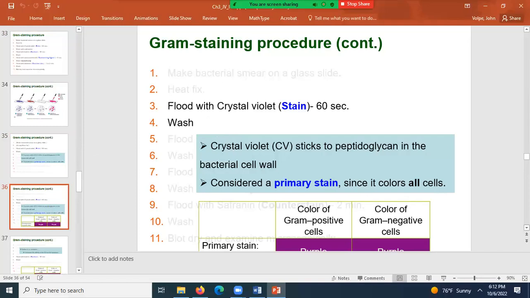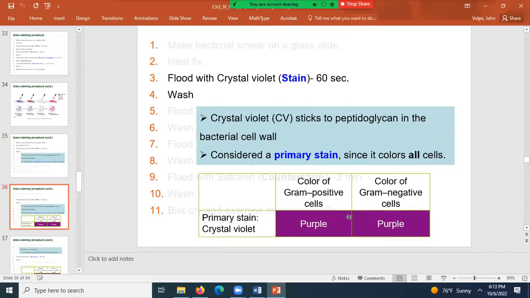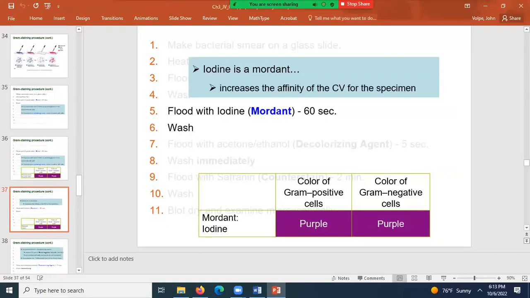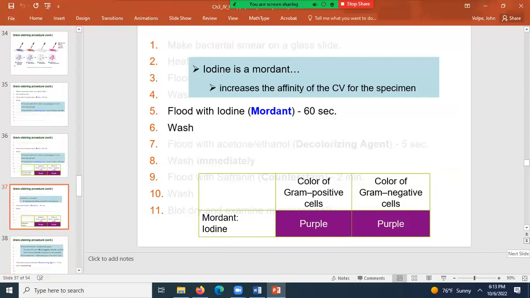After this step, all the cells, gram positive and gram negative, will stain purple from the crystal violet, a bluish purple. You then apply iodine to the slide, flooding the slide with iodine. What you do is, I forgot to mention this, with the crystal violet, you dump the crystal violet off of the slide, wash with water, dump the water off the slide, and then flood the slide with iodine for 60 seconds.